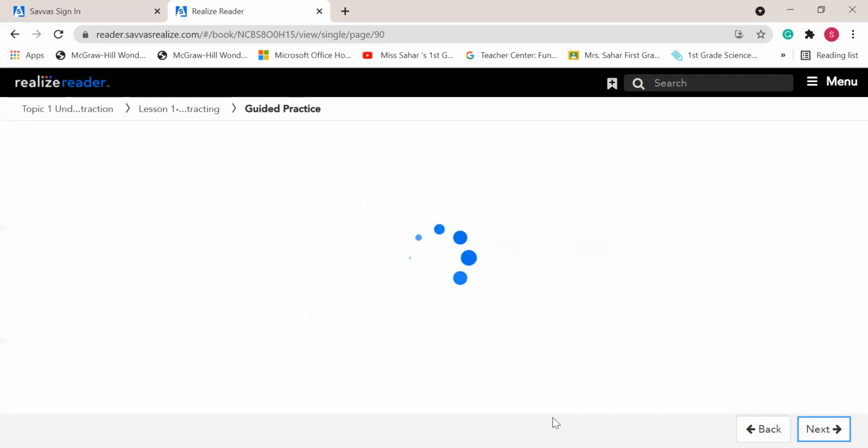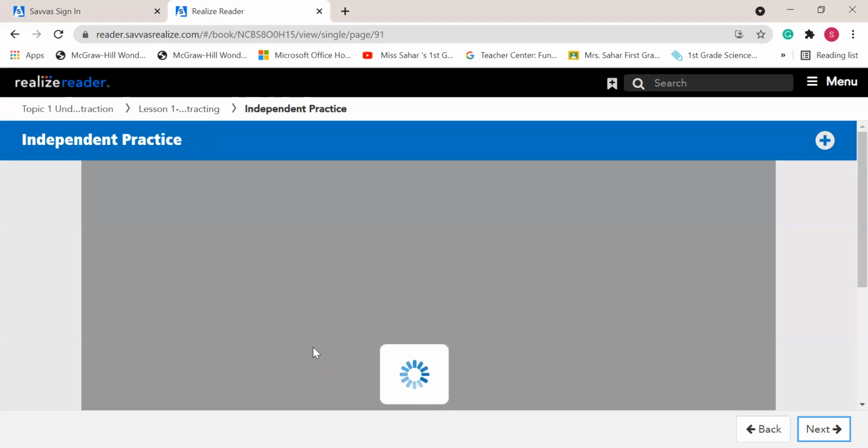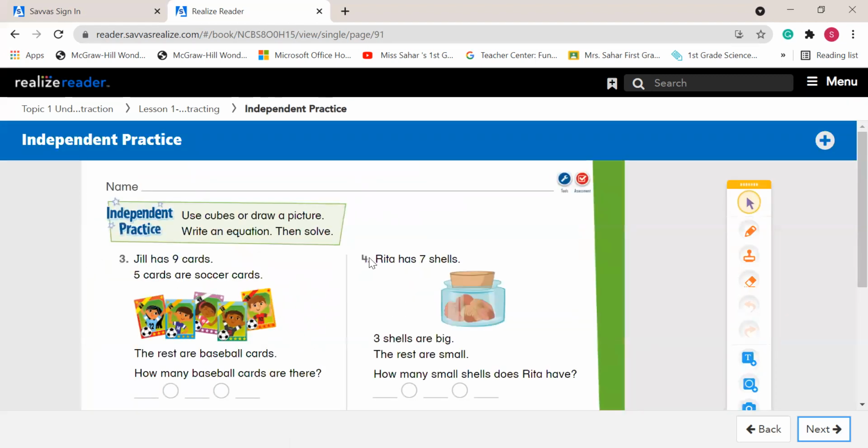All right, let's see the independent practice. Again, nothing hard, nothing new. What we have to do is just read the sentence and write the information in equation form. Jill has 9 cards. 5 cards are soccer cards. So the rest are baseball cards. So how many baseball cards are there?